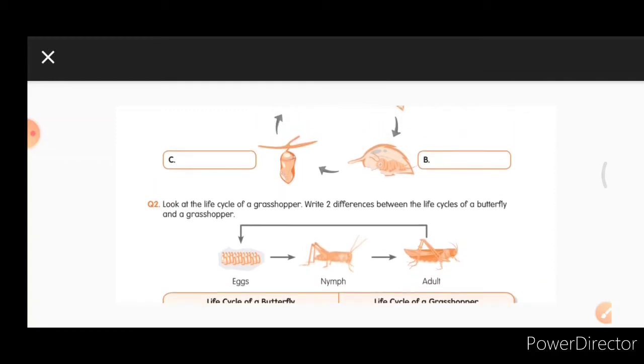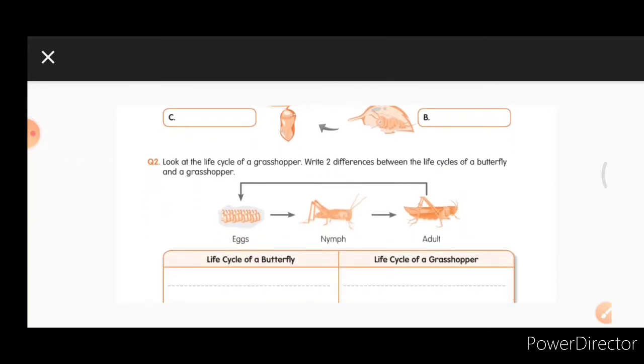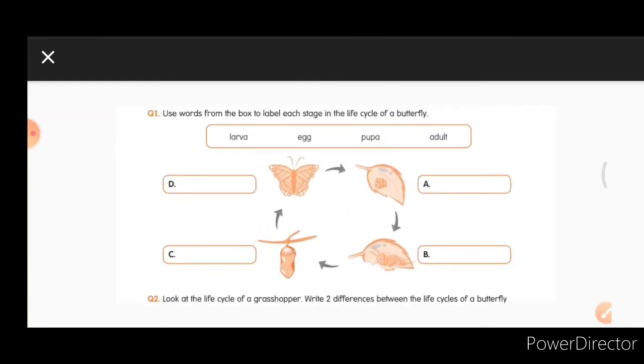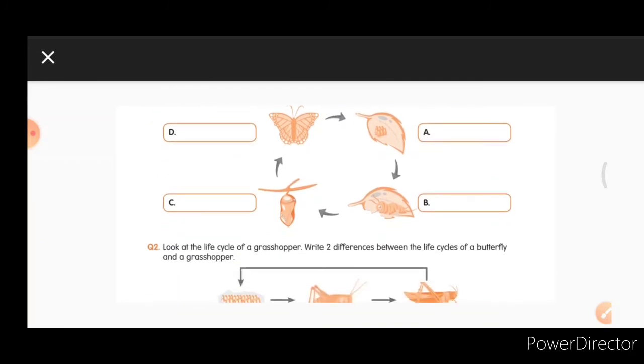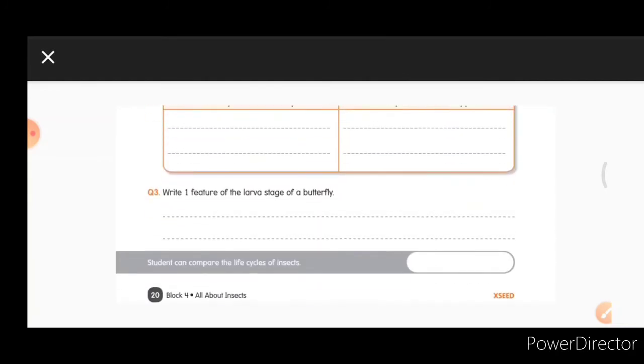Then what will you write as the next difference? So, from eggs you can write that in the grasshopper, after the eggs the next stage is nymph, while in the butterfly column you can write that after the eggs the next stage is larva. Okay, 2 differences you can write.